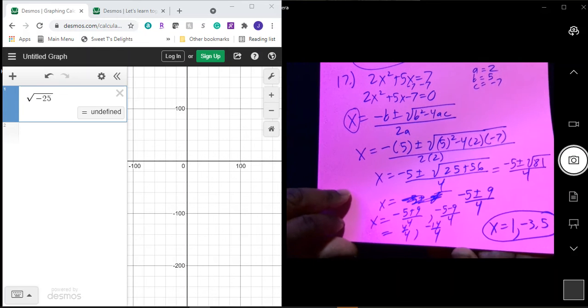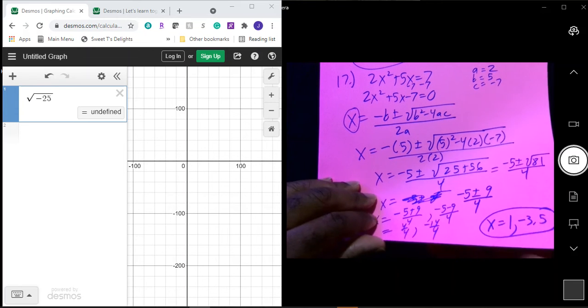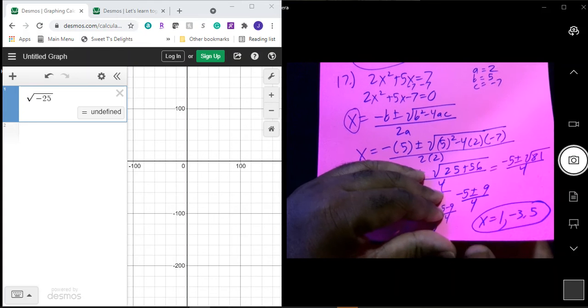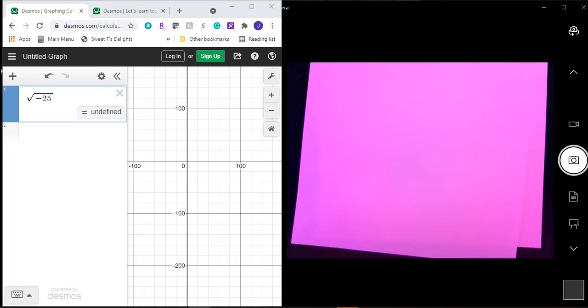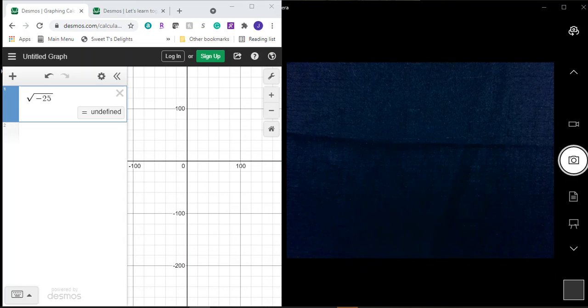So if you graph a problem where you would not have x equaling a value, that's when the graph would not hit the x-axis at all. Okay, so that was 17. Our next problem is 21.